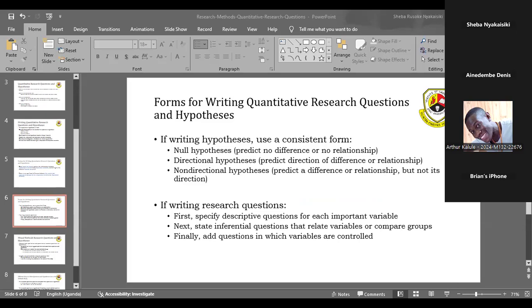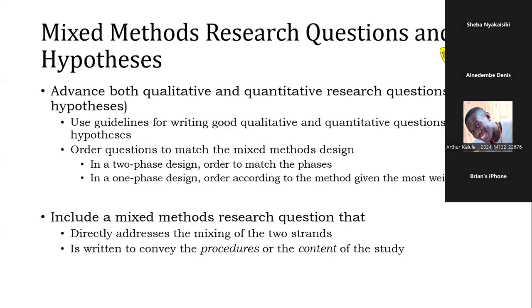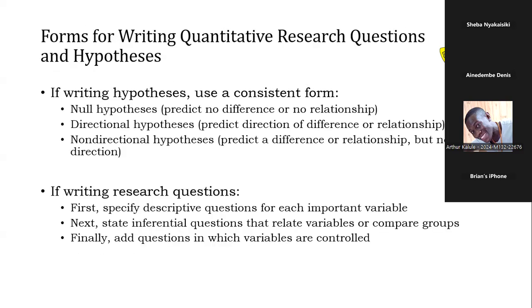So in terms of hypothesis, we have different types of hypotheses that can be written. We have hypotheses that do not predict a relationship between variables. Then you have those which are directional, those which are non-directional. So a null hypothesis predicts no difference or no relationship.